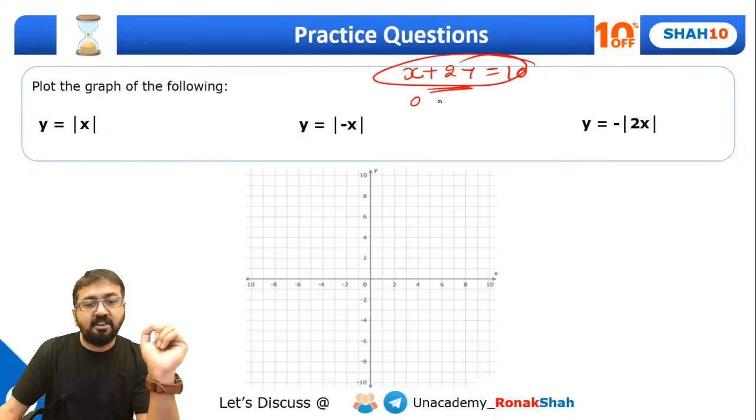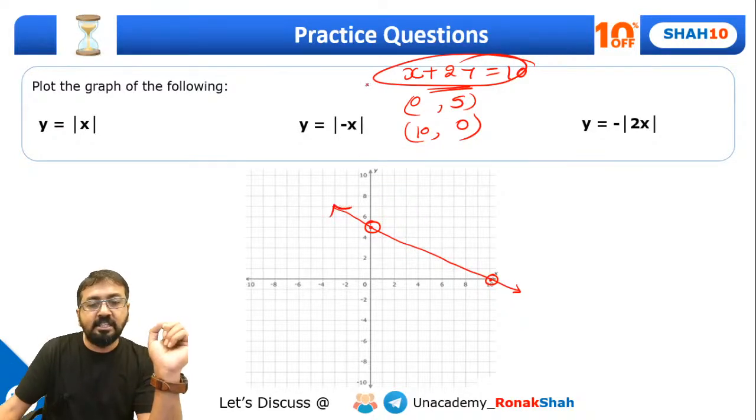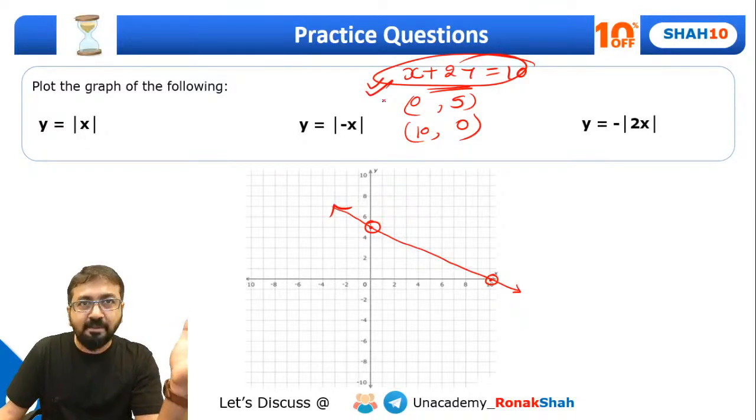So take x as 0 and y will be 5, so plot the point (0, 5) somewhere over here. Then take y as 0, so x will be 10. So now you have the point (10, 0), it will be somewhere over here. Connect these 2 points, and this is the graph of this linear equation x plus 2y equal to 10, right?